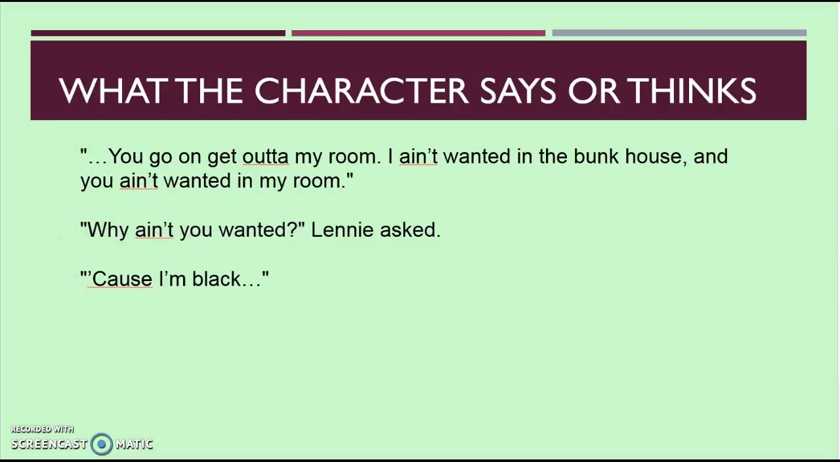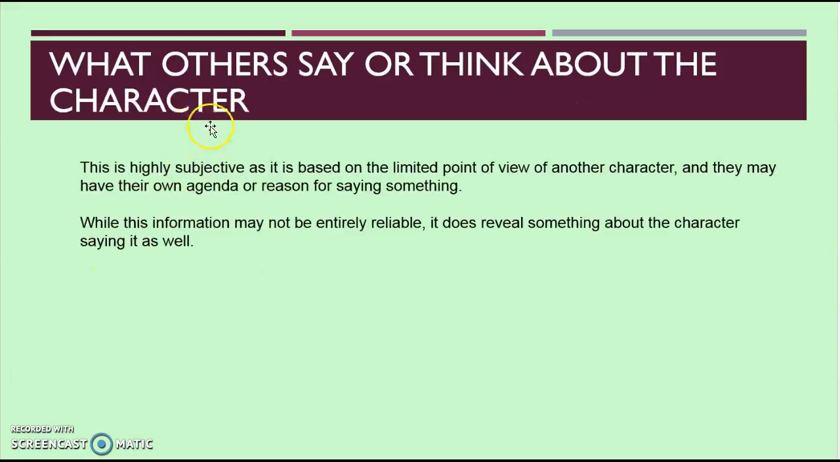Okay, on to the third way of revealing character: what others say or think about the character. This is a really interesting way of putting across character, because you're actually putting across two characters at the same time. So this one is highly subjective. If objective means it's factual information we can't argue with, subjective means it's more like an opinion. It can be argued with, it can be taken in different ways.